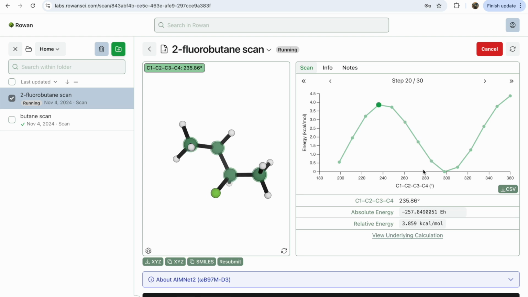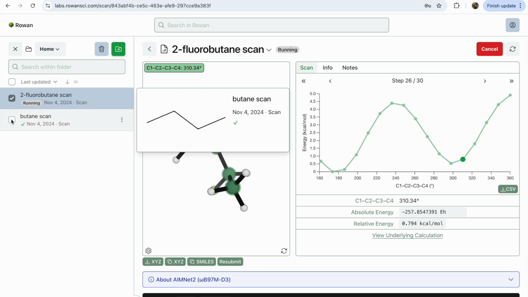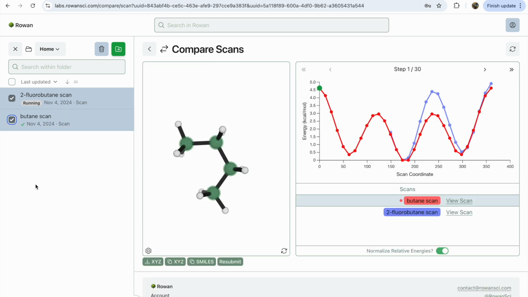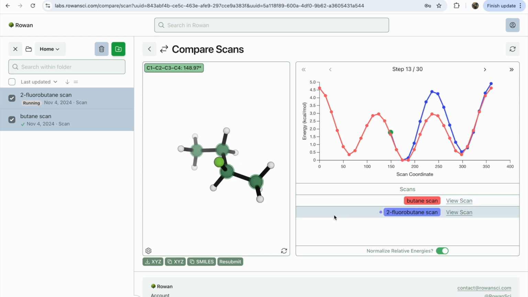So here we're seeing this potential energy surface unfold as the scan continues running, and it's not necessarily obvious how this differs from the previous one. So what we can do is select both scans and see them superimposed on the same graph. Now we have the butane scan shown in red. Here's our butane molecule when we click here. Then we have our 2-fluorobutane scan shown in blue.